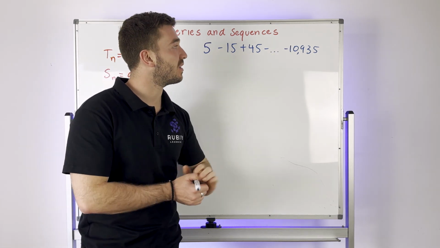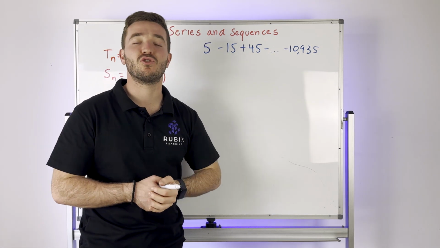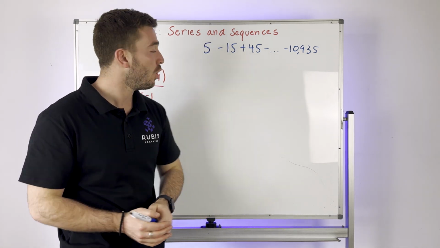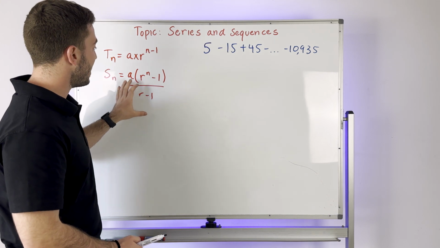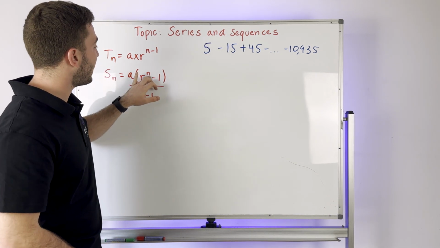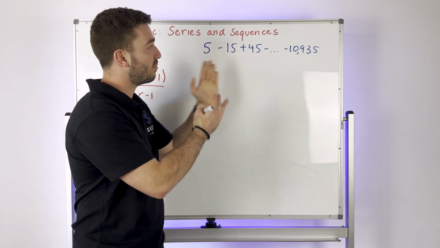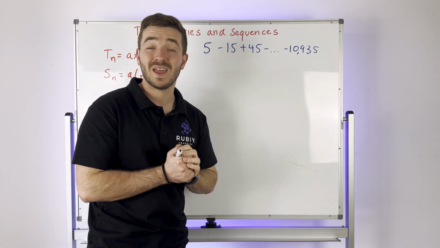And then the last term is going to be negative 10,935. And we're asked to find the sum of this geometric series. So we know the formula is Sn equals all of this, but we don't know what n is. We can figure out a and we can figure out r, but we don't know how many terms are sitting in between this dot, dot, dot. There's a whole bunch of terms.